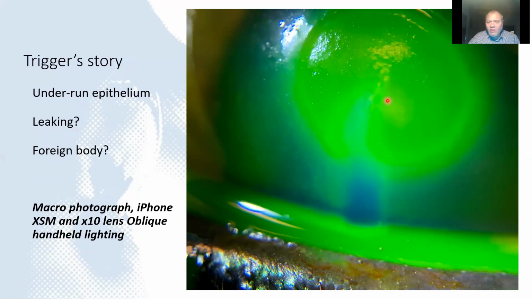Now, foreign body, I can't see in this view. I can no longer see it. It doesn't appear to be so dark. I can see the edge. The epithelium appears to be underrun at the edge.